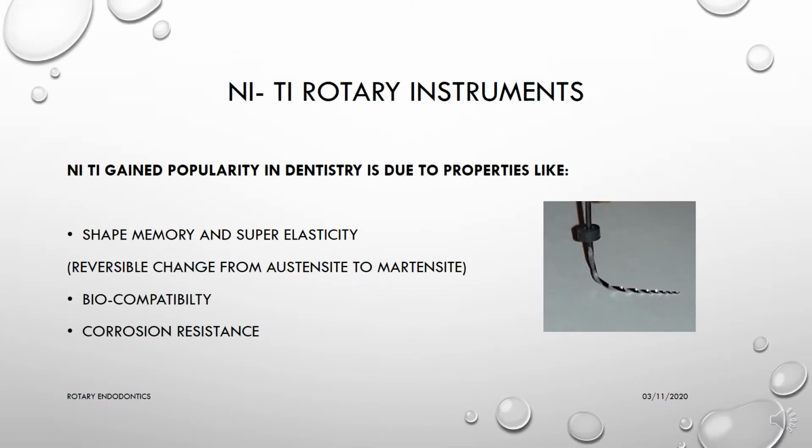NiTi has gained a lot of popularity in recent times, mainly to make rotary endodontic files. This is due to their unique properties such as shape memory and super elasticity. So what makes NiTi so special? It is an alloy that exists in two crystal structures, austenite and martensite. The transition from one crystal lattice to another makes NiTi super elastic and gives it shape memory. NiTi is very biocompatible and resistant to corrosion.